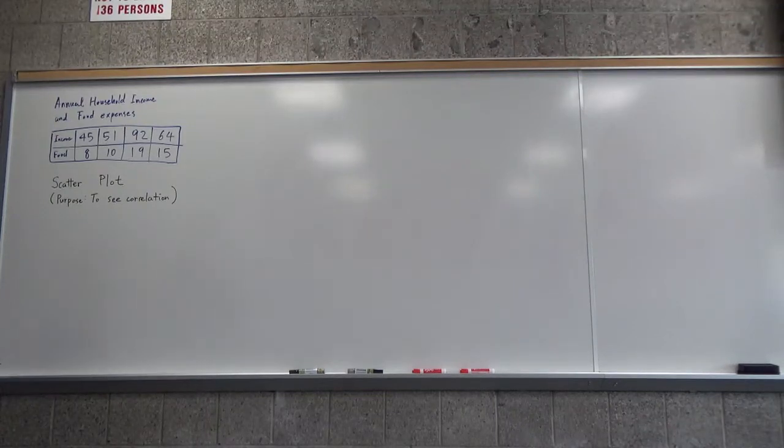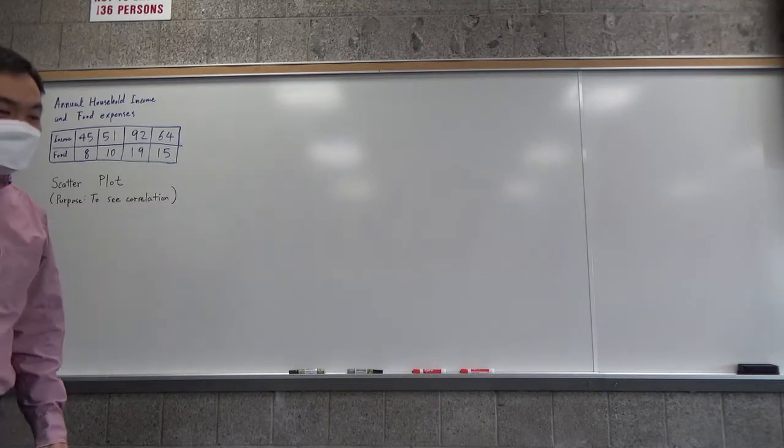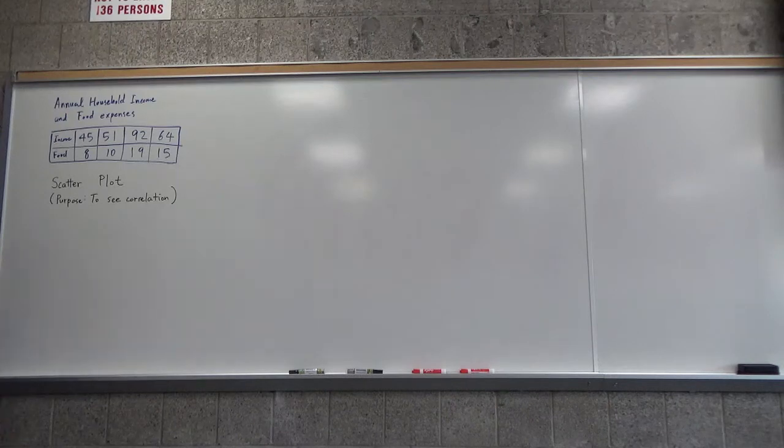Okay, so I have a fictitious data here just to demonstrate what a scatter plot does and talk about the regression more mathematically today, okay? All right, so here's annual household income and food expenses.